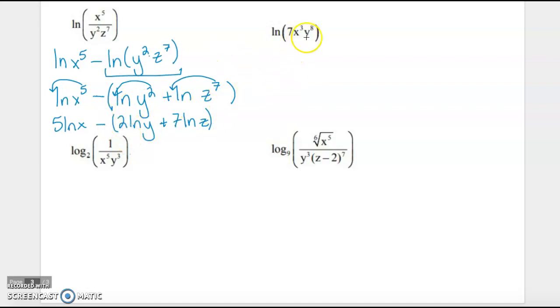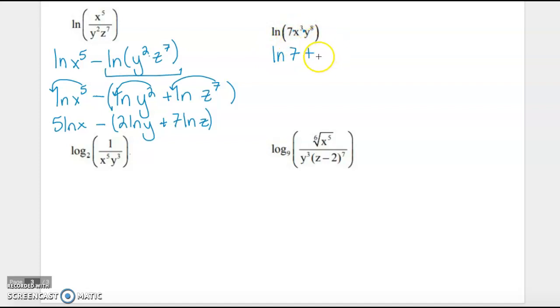Okay. All right, in this next one, I got natural log of 7x cubed y to the 8th. All of that stuff is multiplying, so I know it's all going to change into addition between multiple logarithms. So I'll do the 7 first. Actually, let's do it all in a row. We're pretty pro. So it's multiplication here and it's multiplication here.